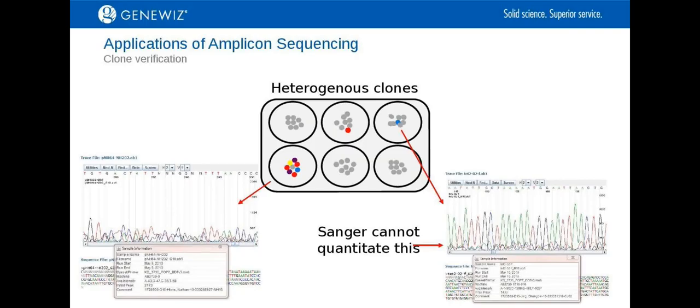Another issue is if you try to sequence highly heterogeneous clones with Sanger sequencing. Shown on the left, if there are a bunch of different variants throughout the reference sequence, the Sanger trace is going to be all jumbled and basically uninterpretable. In the case on the right, if there's a relatively low minor allele frequency, you won't be able to know if this is background or be able to quantitate this variant.